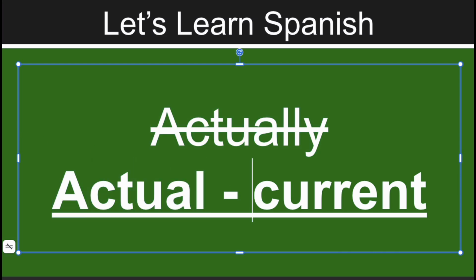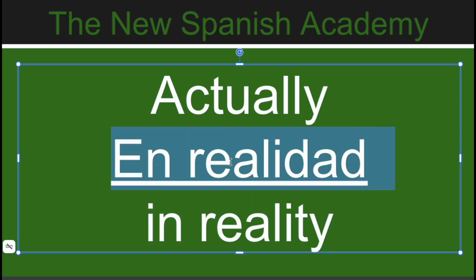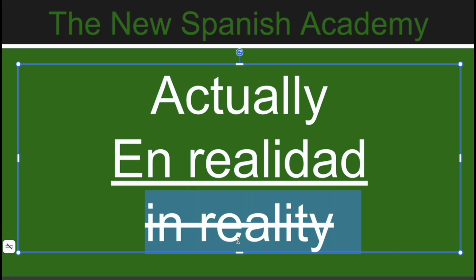So how do we say actually? All right, actually is en realidad. So think about in reality. In reality, this is what's happening. Actually, this is what's happening. In English, we do not say in reality what happened is. We say actually what happened is. But in Spanish, we say en realidad.